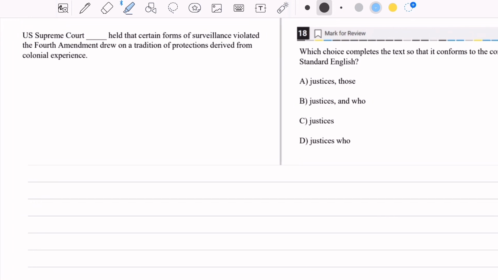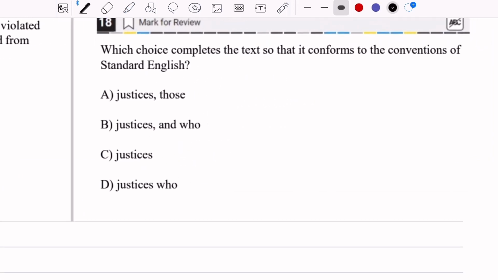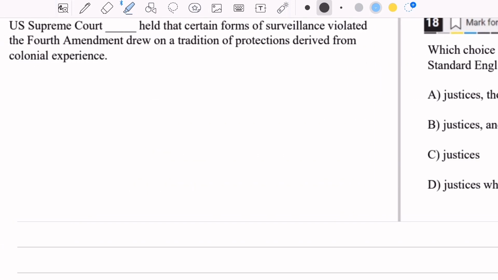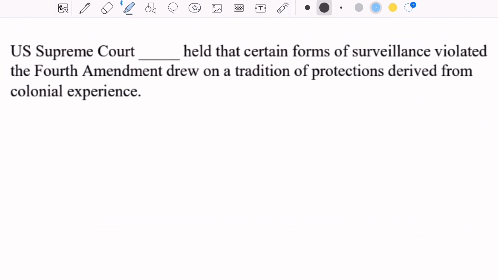The question 1 is, which choice completes the text so that it conforms to the conventions of standard English? It says the U.S. Supreme Court held that certain forms of surveillance violated the Fourth Amendment, drew on a tradition of protection derived from the colonial experience. So there are two verbs. The U.S. Supreme Court is the main subject and drew is the main verb.